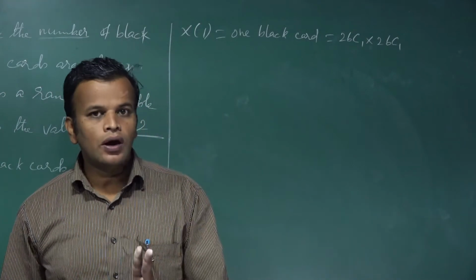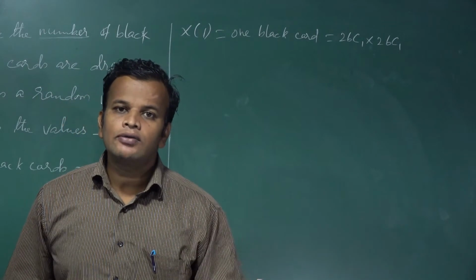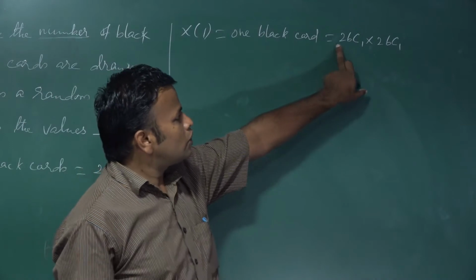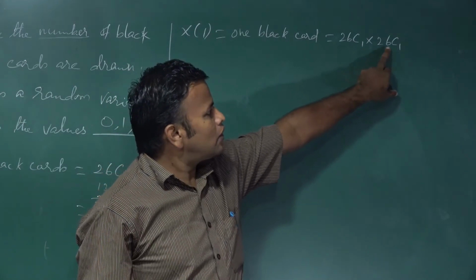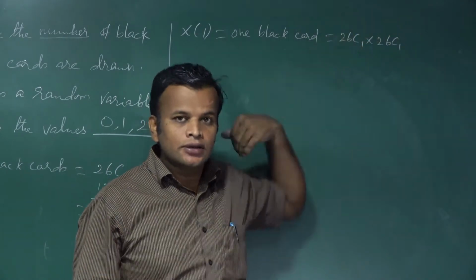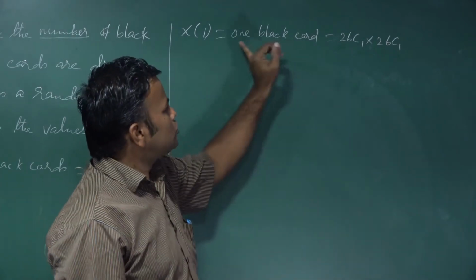You will be taking 2 cards. We assume 1 card is black, so it is understood the other card will be red. So out of 26 black cards, 1 card will come, and out of another 26 red cards, 1 card will come. Okay, 26C1 into 26C1.